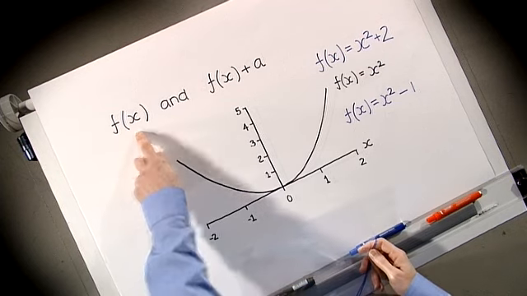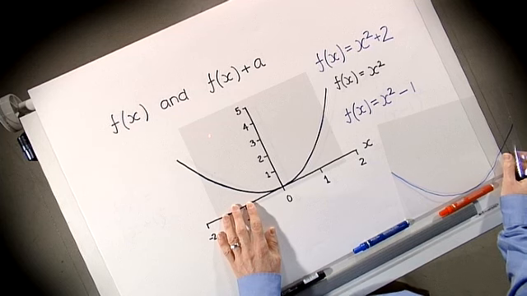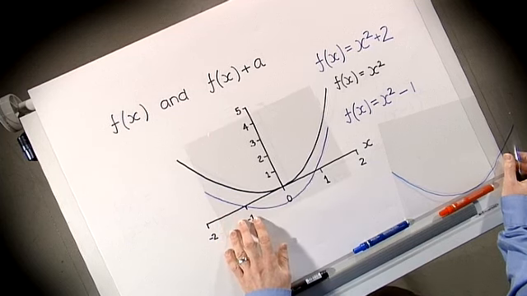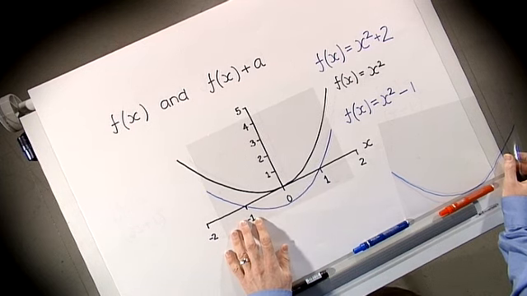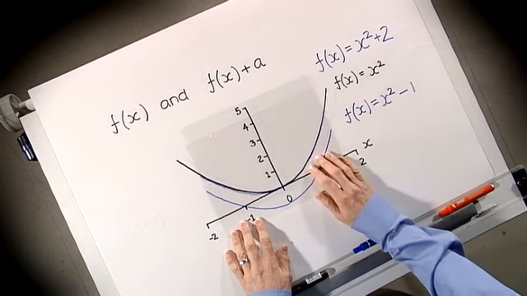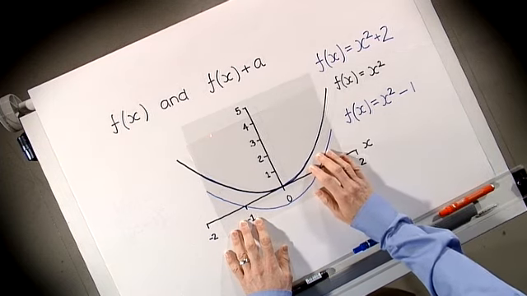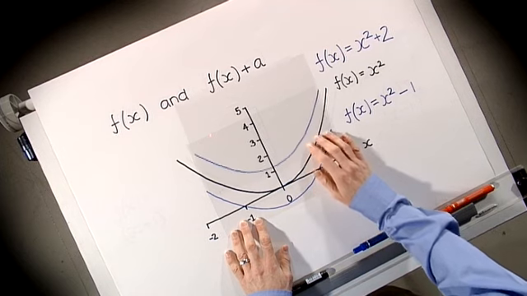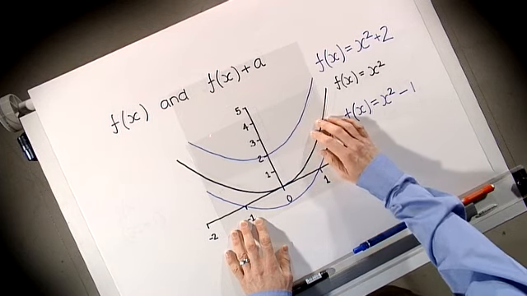So the next transformation relates f of x and f of x plus a. And because we're adding a constant onto the function values, all we do here is shift the graph up or down. So here I've traced the graph of f of x equals x squared, and if I want a graph of x squared minus 1, I simply shift that down by 1. If I try doing the same thing, but instead I want the graph of x squared plus 2, I simply shift that graph up by 2.